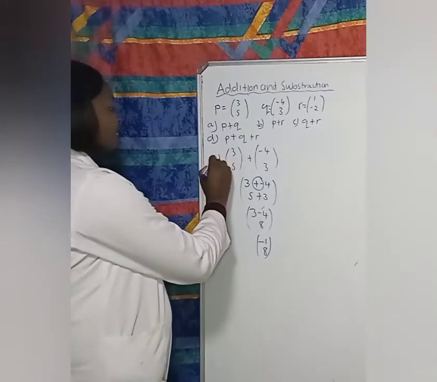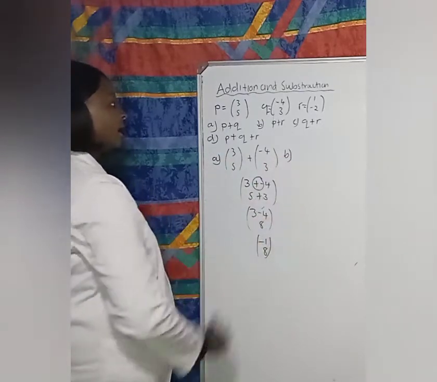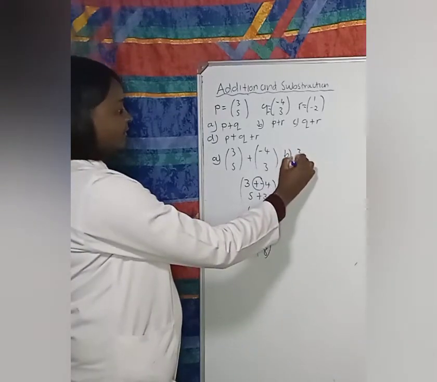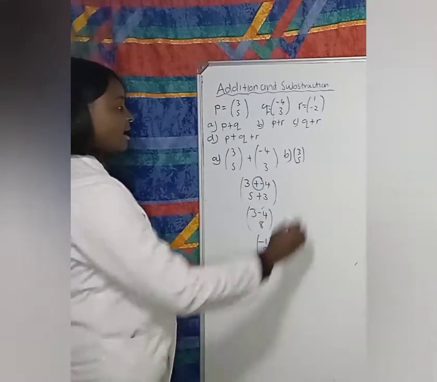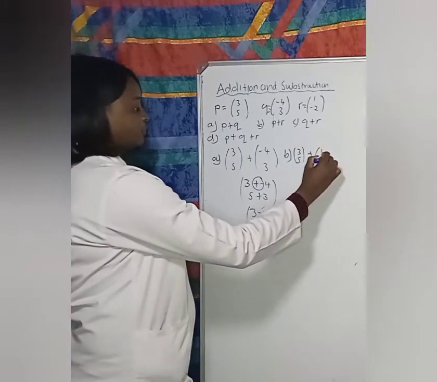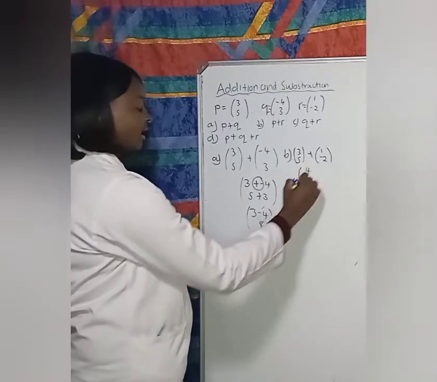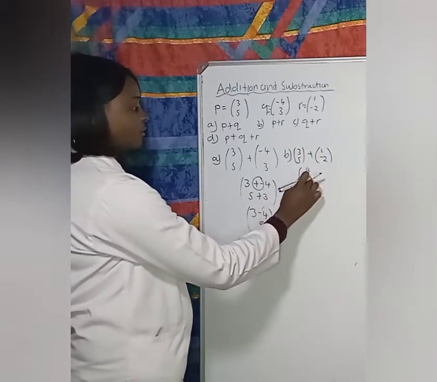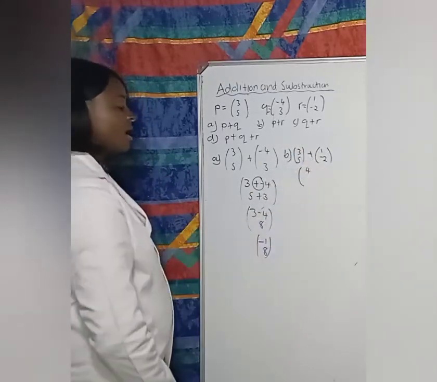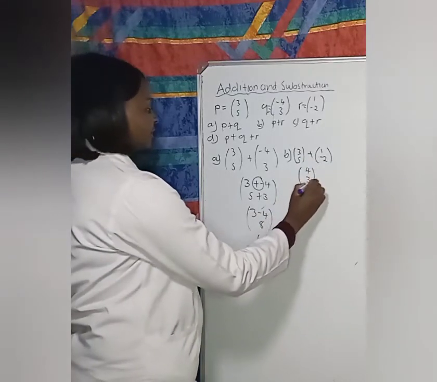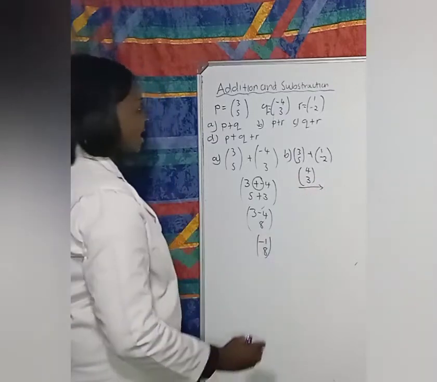That's for A. B, it's P plus R. P is (3, 5), R is (1, -2). Okay? 3 plus 1, now we'll add it in our heads, 3 plus 1 is 4. 5 plus minus 2, the plus and the minus give us a minus. So 5 minus 2 is a 3. Like that.